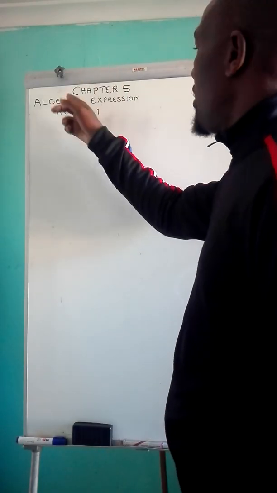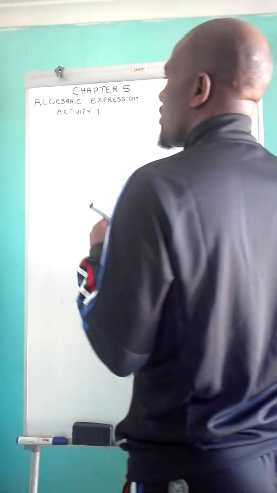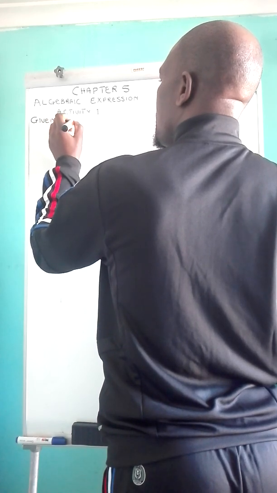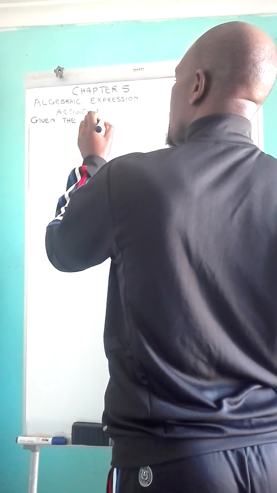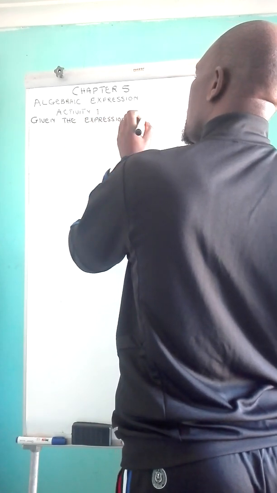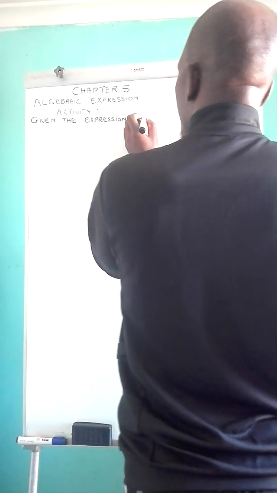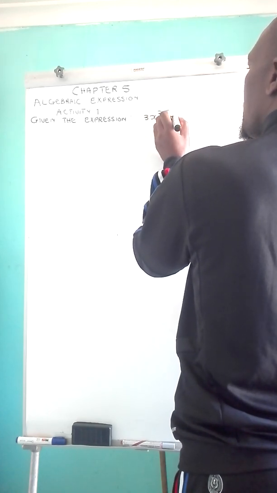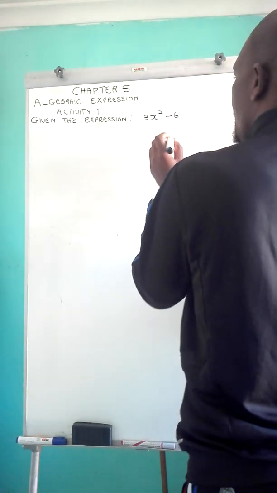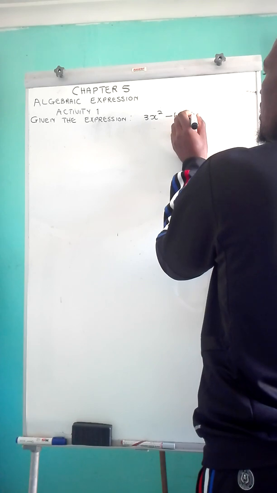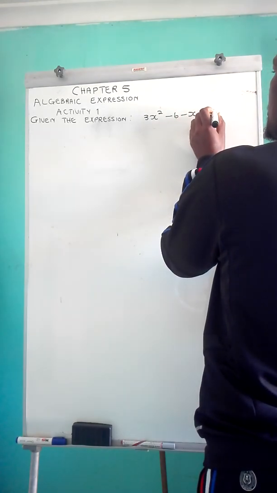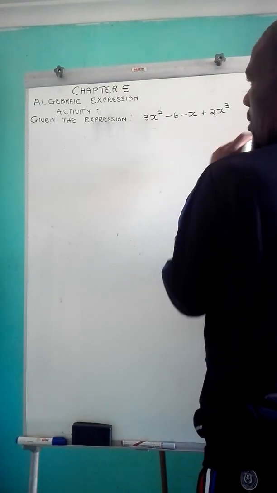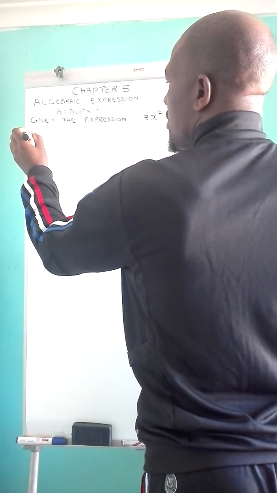Chapter 5, Algebraic Expression, Activity 1. Given the expression, let's say it's 3x squared minus 6 minus x plus 2x cubed. Okay, 1.1.